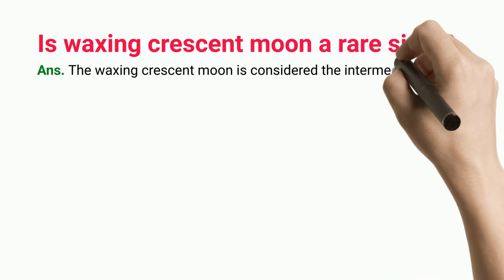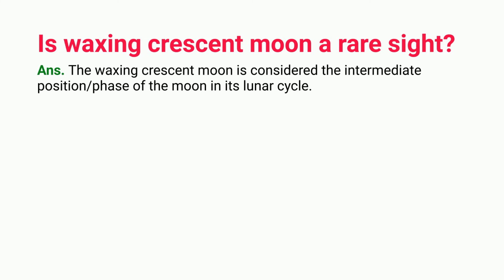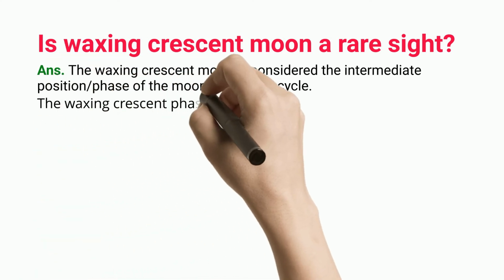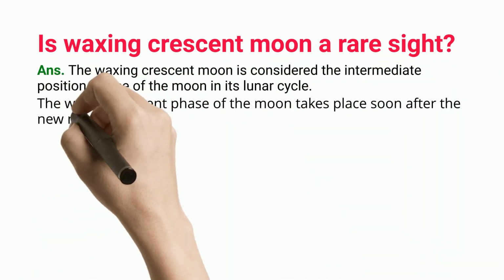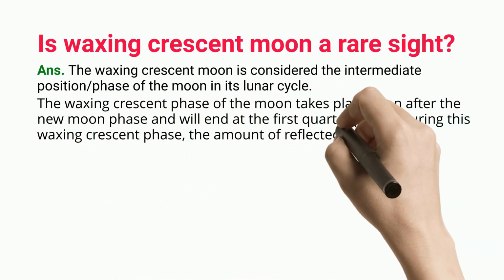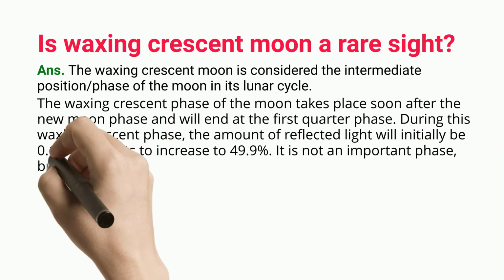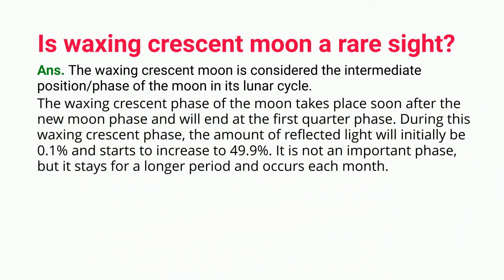Is the waxing crescent moon a rare sight? The waxing crescent moon is considered the intermediate phase of the moon in its lunar cycle. The waxing crescent phase of the moon takes place soon after the new moon phase and will end at the first quarter phase. During this phase, the amount of reflected light will initially be 0.1% and starts to increase to 49.9%. It is not an important phase, but it stays for a longer period and occurs each month.